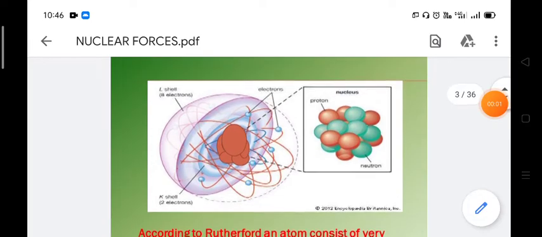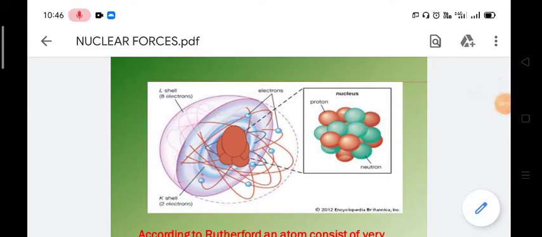The charge of protons is equal to that of the charge of electrons. Electrons have a negative charge, protons have a positive charge. That is the only difference. And the charge of the proton is equal to 1.6 into 10 to the power of minus 19 coulombs.